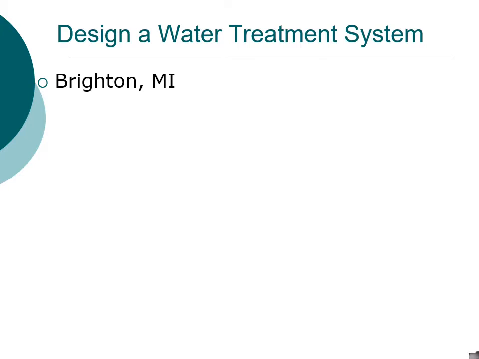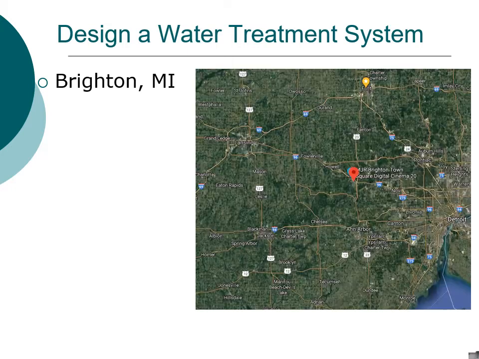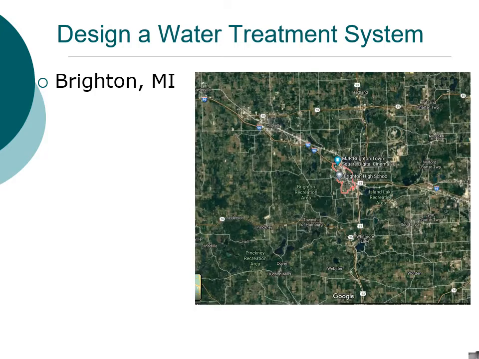Now, we're going to look at the design of a water treatment system. We're going to focus on Brighton. Brighton is about 40 miles east of East Lansing. It's located on the I-96, I-23 corridor. And there are really two potential sources of water for Brighton, and that's the Huron River and groundwater.